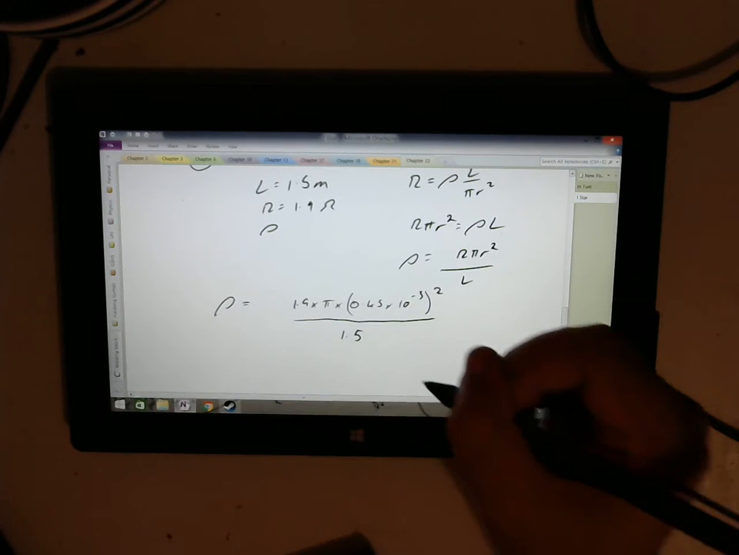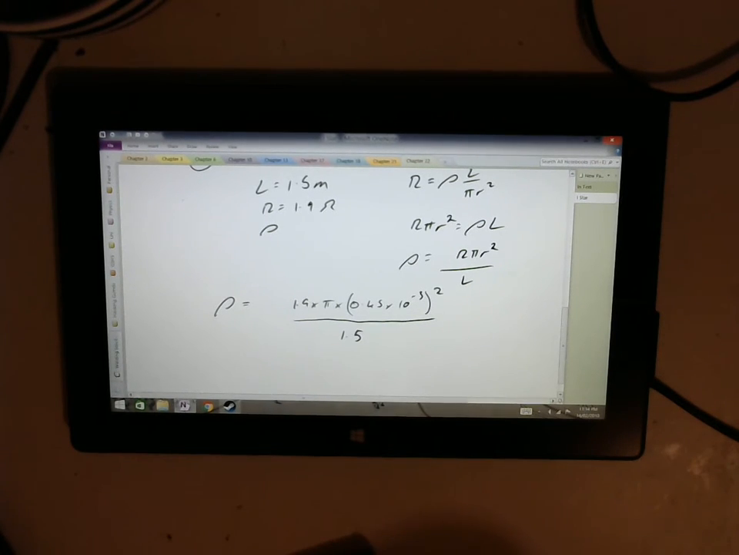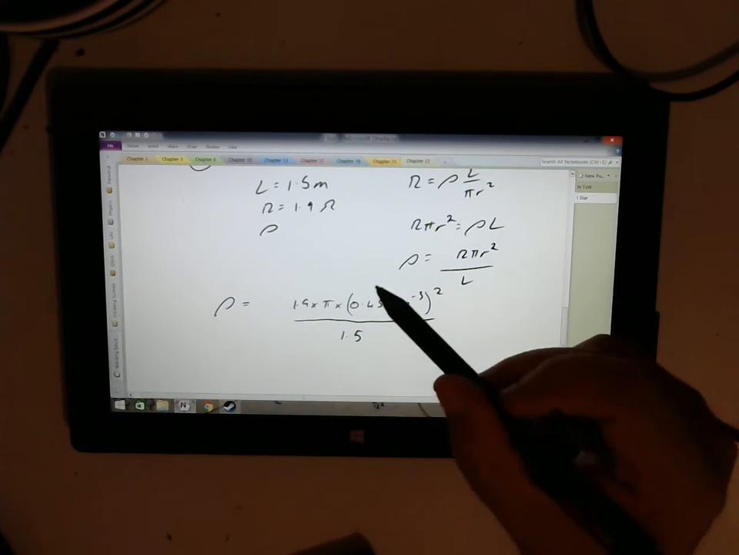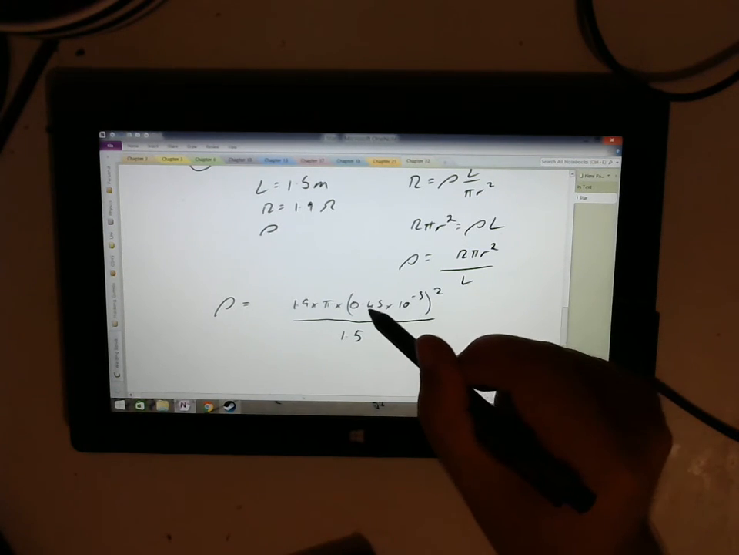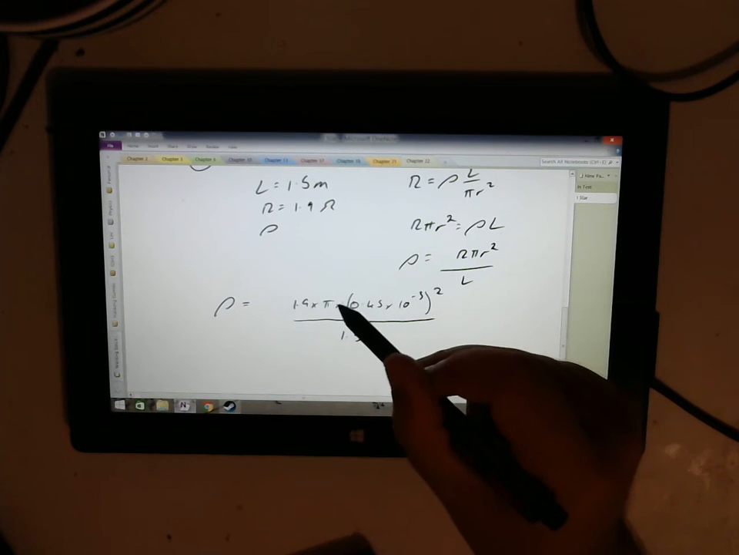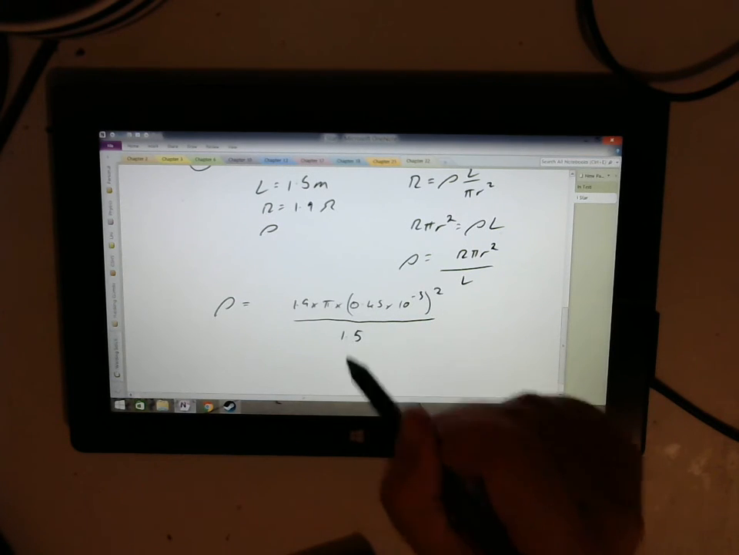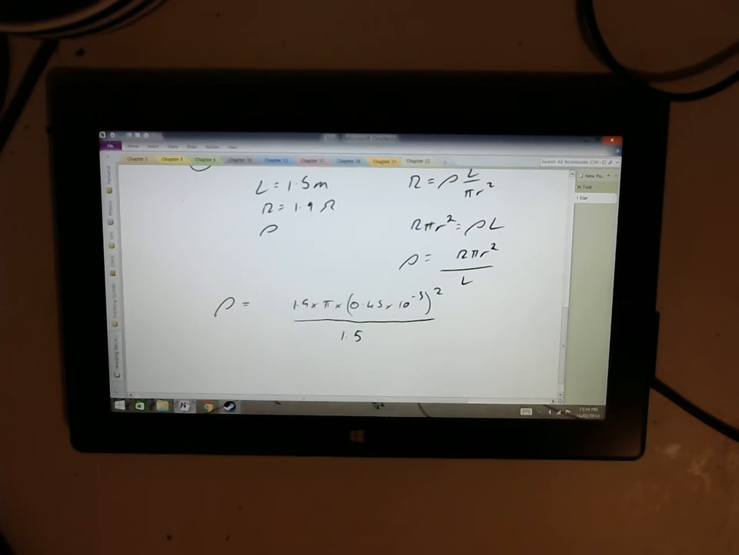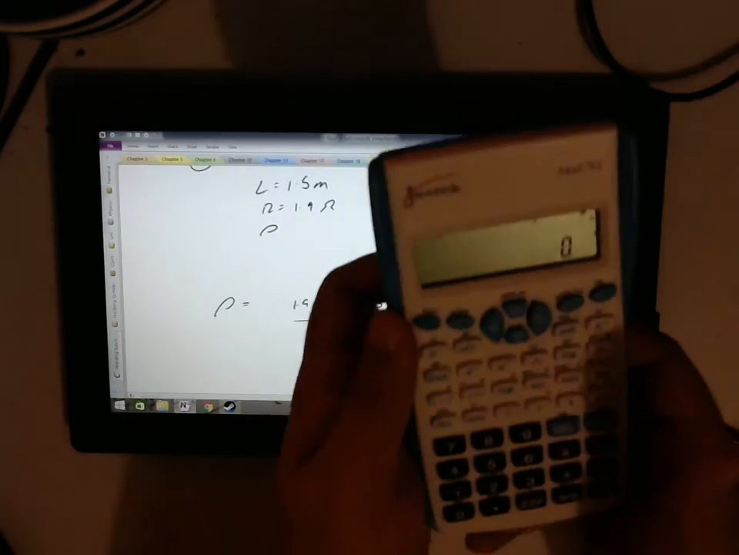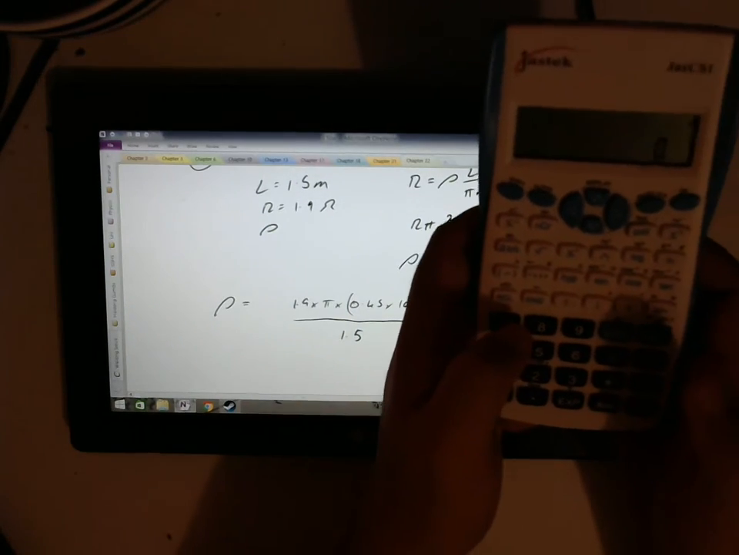And now that we've got all that, we can chuck that in a calculator. Now if you're using an older style calculator where you might have to be very liberal with the brackets, I'd recommend putting this bit in first, squaring it, multiplying it by these two numbers, and then dividing it by that number. So that's what I'm going to do. Now I'll try to do this visibly for you so that you can see the process I'm doing.